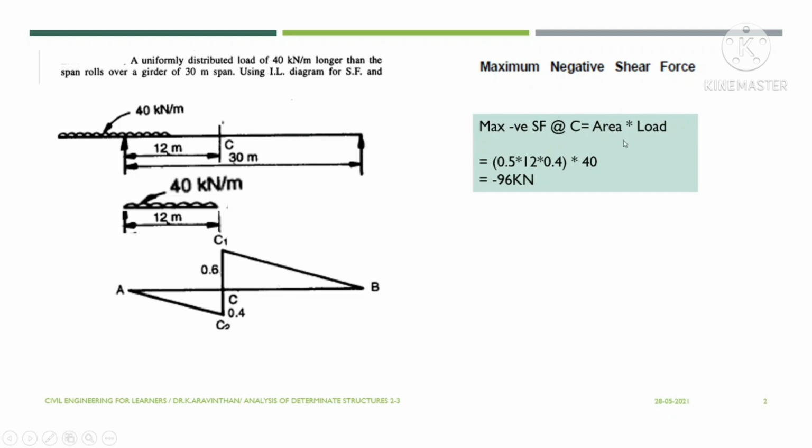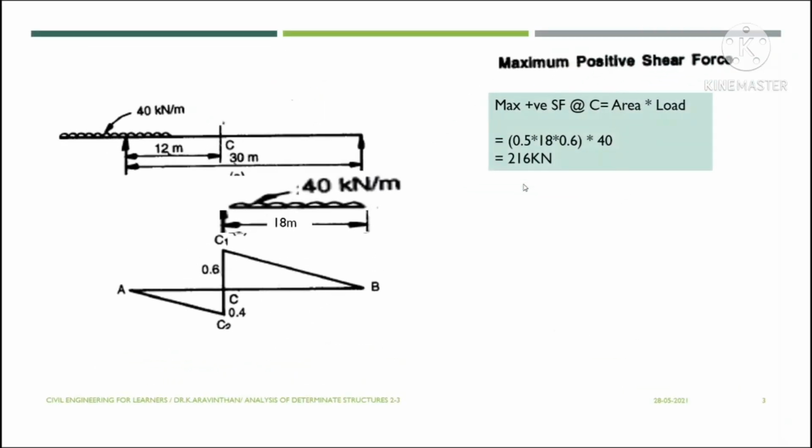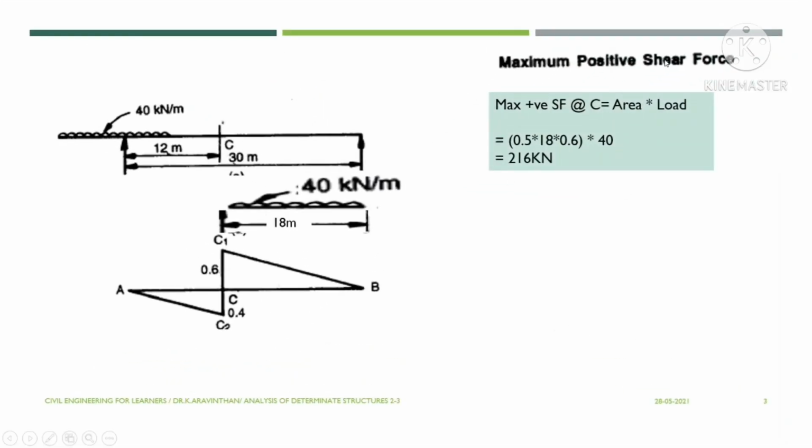If you place the load on the left hand part, the formula is area into load. This is a triangle, and the area of a triangle is half base times height, that is 0.5, base is 12 meters, height is 0.4. So the area is negative, and the load intensity is 40. If you multiply this, you get minus 96 kilonewton. This is the negative shear force. If you need positive shear force, just take this UDL and place it on the right hand side.